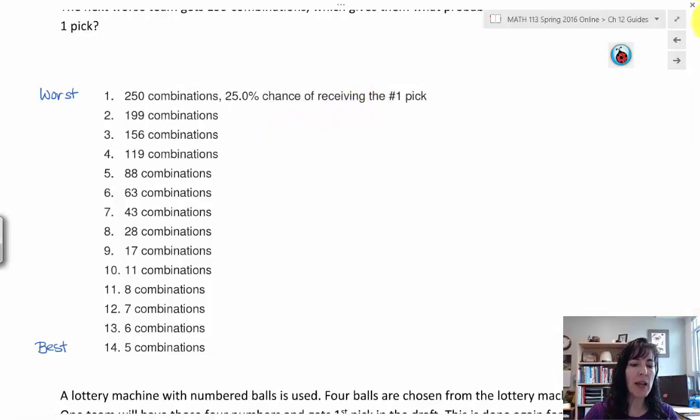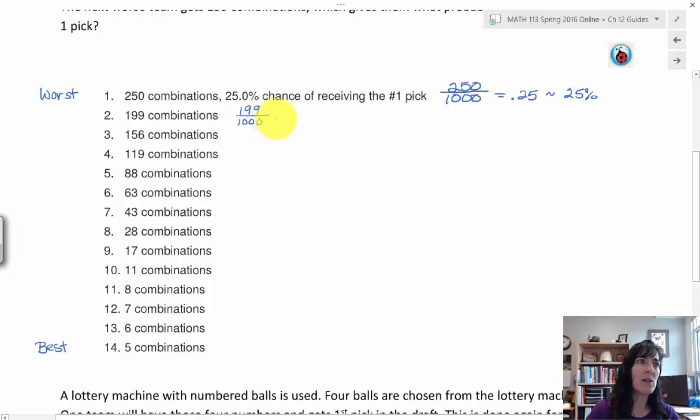And that is because we're looking at 250 out of 1000. When we divide that out, it gets 0.25, which is equivalent to a 25% chance. And you can certainly do that for each of these. So if we do 199 divided by the 1000, that is going to come to 19.9% chance.